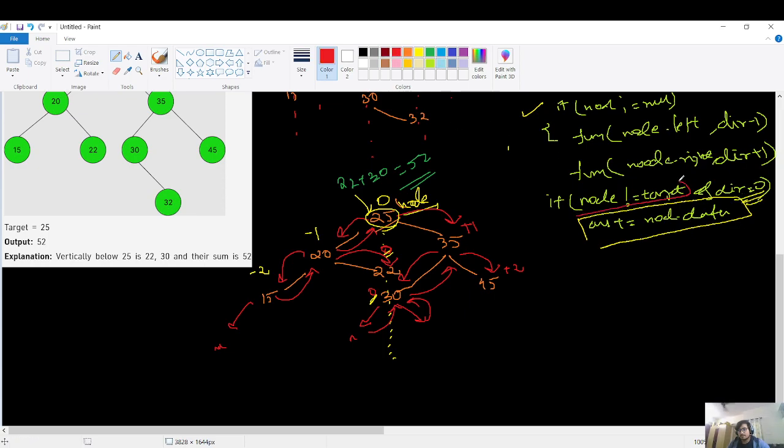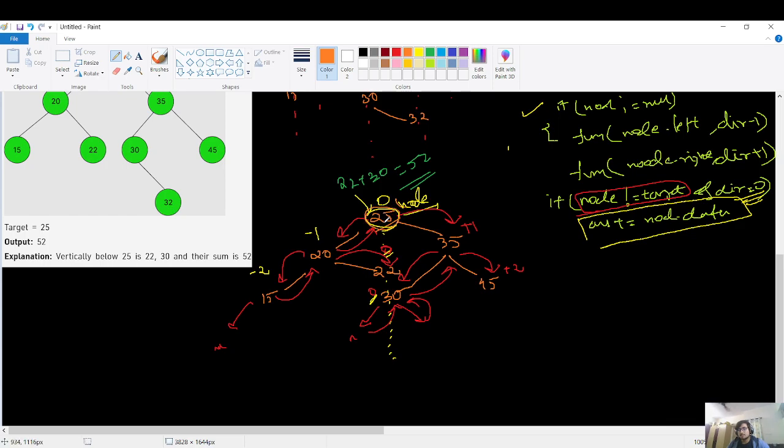But why have I made this condition here, node not equals to target? What is happening here is that I moved left. First I moved left, right? As you can see, from 25 to 20, 20 to 15. And when I came back to my parent call, from 15 to 20 and then 20 to 25, this also has a direction of 0.